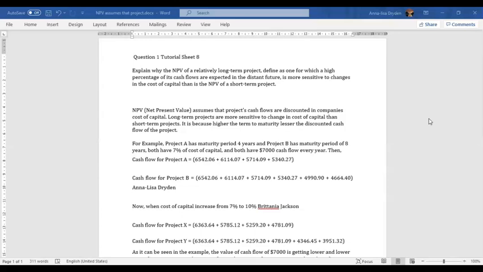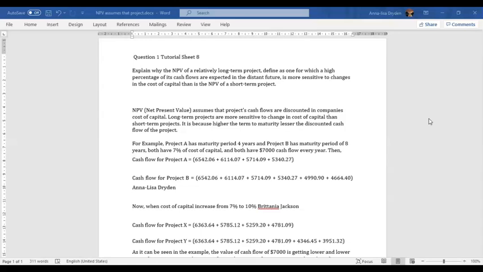Long-term projects are more sensitive to change in the cost of capital than short-term projects. This is because the higher the term of maturity, the lesser the discounted cash flow of the project. For example, project A has a maturity period of 4 years. Project B has a maturity period of 8 years. Both have a 7% cost of capital and both have 7,000 cash flow every year.